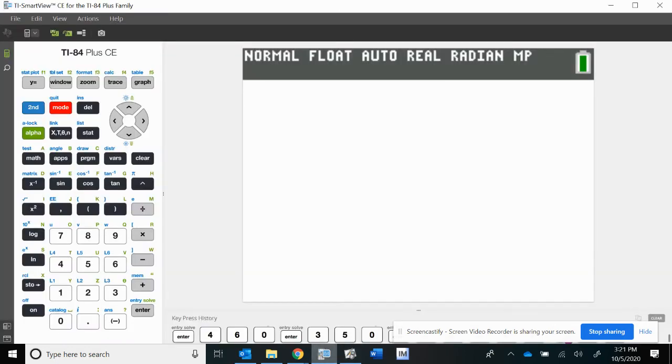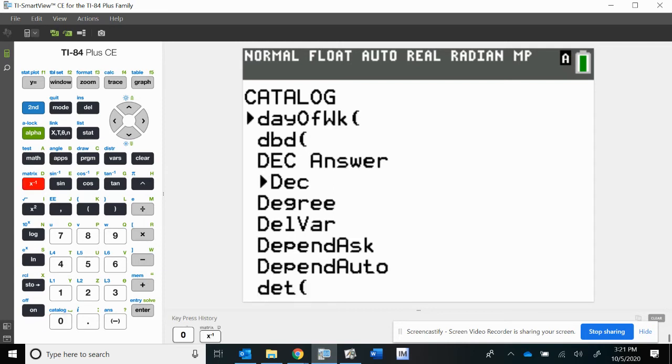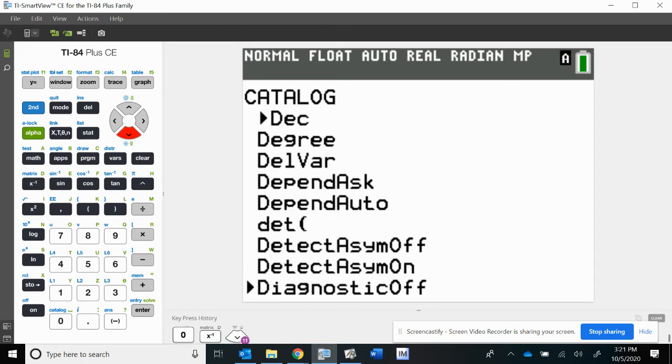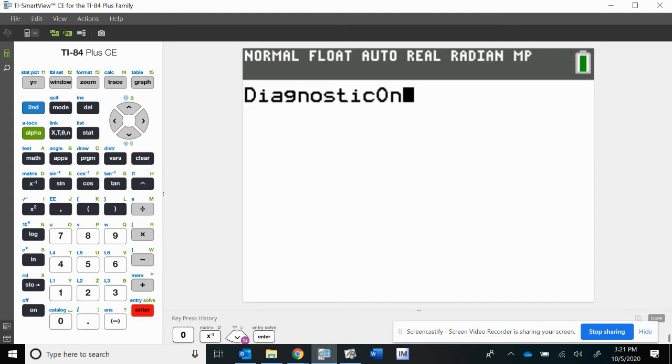The very first thing you want to do, if you want to be able to measure correlation on your calculator, is make sure your diagnostics are on. So we're going to hit second, zero, and that gives us the catalog option. We're going to hit the D button, and D is right here on the X to the negative one power, and it'll drop us down to all the D's. We're looking for diagnostic on. It says diagnostics off, so we want diagnostics on. We're going to hit enter, and enter one more time, and that turns on our diagnostics.